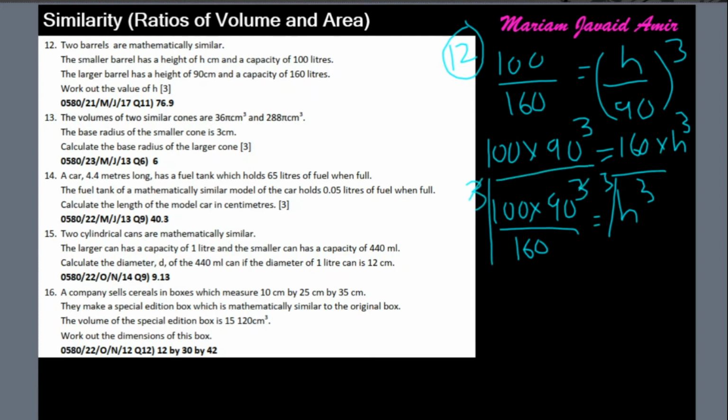Please do not cancel this cube root and cube here. It can't be cancelled like this. However, you could have cancelled it if this was whole cube. It's not, so you can't. Okay, so I'm going to take cube root, then I'll open the fraction key. In the numerator I'm writing 100 into 90 cube, and in the denominator I'm writing 160. This is giving me 76.9489. So rounded off, this becomes 76.9 centimeters.